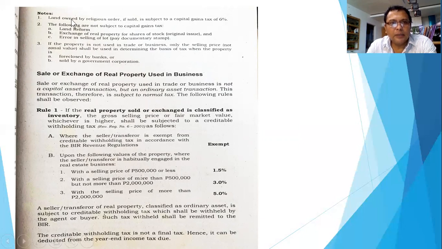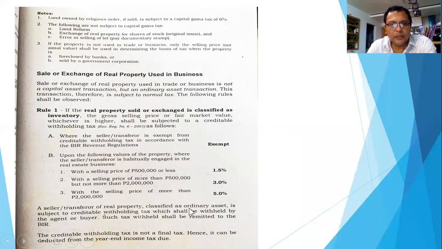What are the exempt? Here is the exempt, no? Land reform. Oh, these are not. This is capital gains, no? Still land reform. Letter B, upon the following values of the property where the seller is habitually engaged in real estate business. With a selling price of 500,000 or less, the withholding tax is 1.5%. With a selling price of more than 500,000 to 2 million, then the withholding tax is 3%. But if the selling price is more than 2 million, withholding tax is 5%.